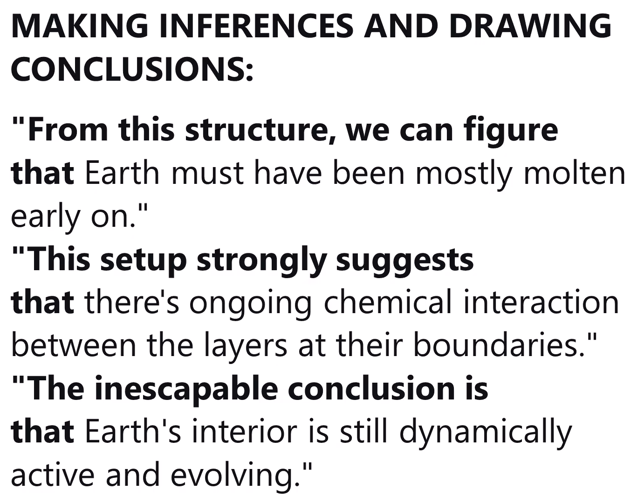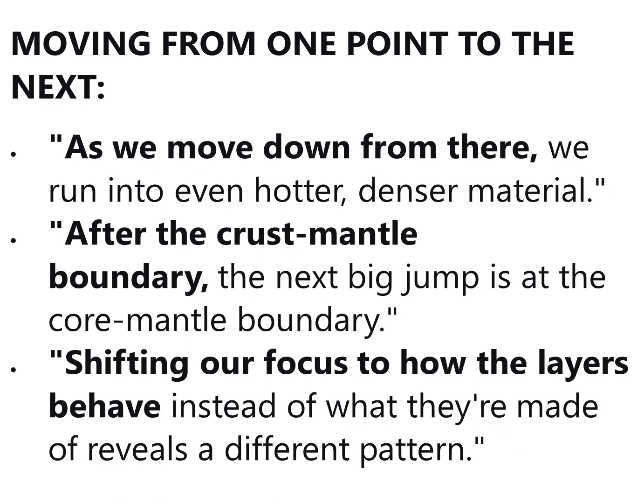This setup strongly suggests that there's ongoing chemical interaction between the layers at their boundaries. The inescapable conclusion is that Earth's interior is still dynamically active and evolving. As we move down from there, we run into even hotter, denser material. After the crust-mantle boundary, the next big jump is at the core-mantle boundary.